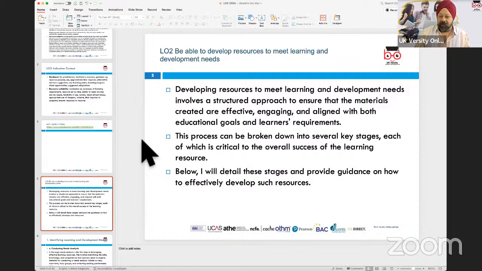And then we've also got some templates which the learners can essentially use for the purposes of understanding and using that this is how this would be done.